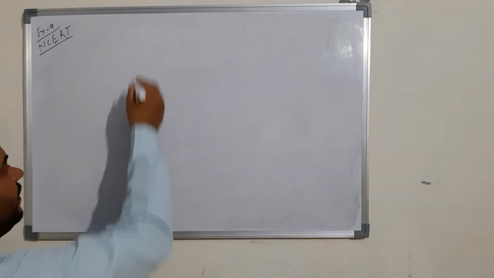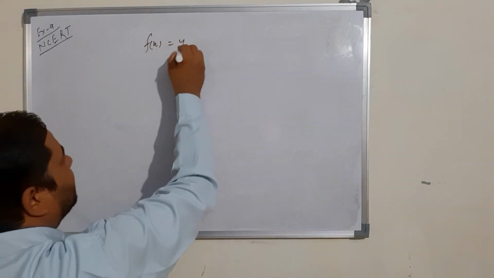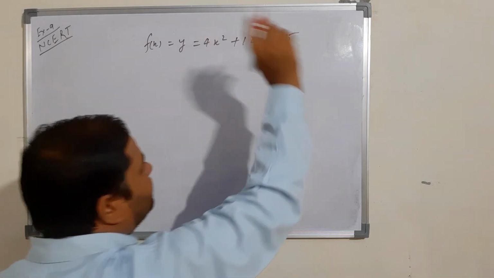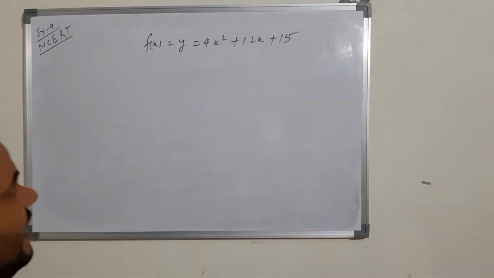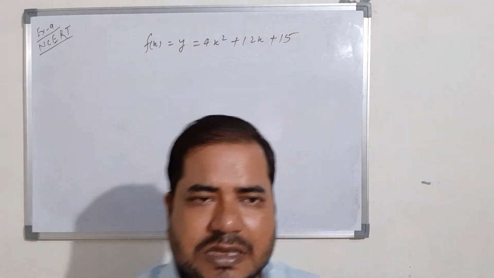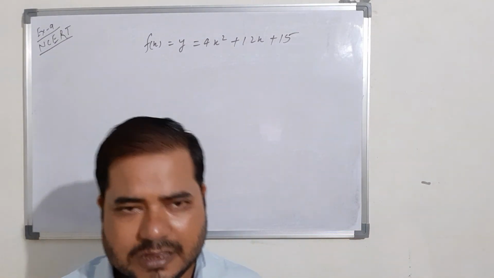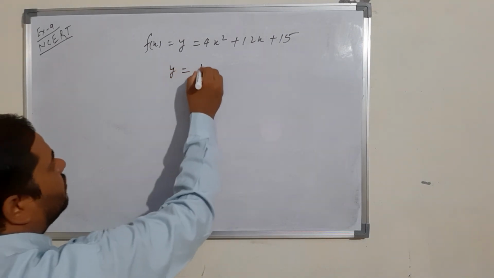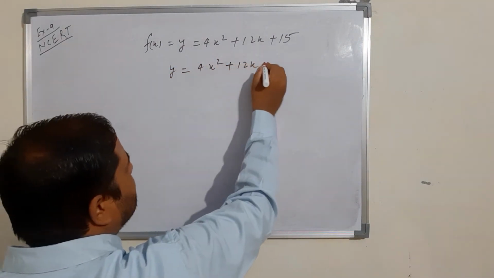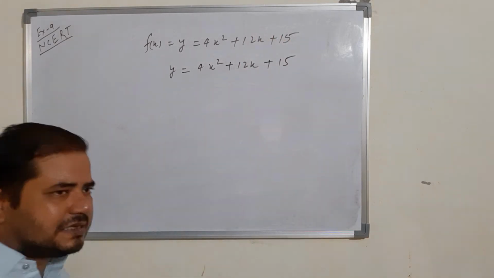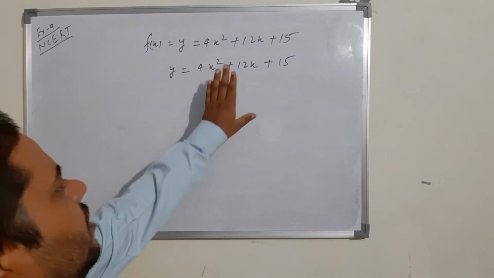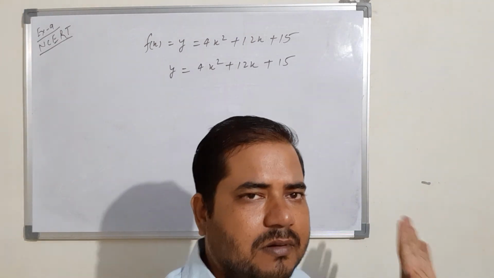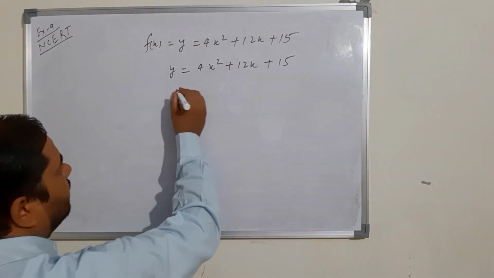Okay, so f(x) is equal to y is equal to 4x square plus 12x plus 15. So first of all we find x belongs to X such that f(x) is equal to y, then only the function is onto. So y is equal to 4x square plus 12x plus 15. So simply, you have to represent x in terms of y. But how is it possible? Okay, so let us see.